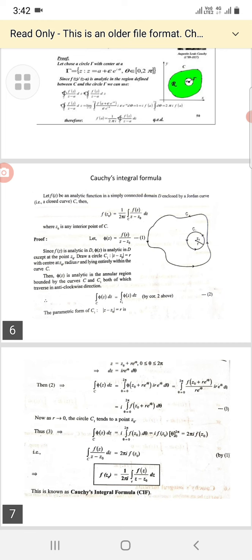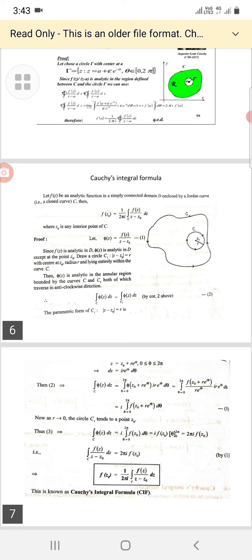Using the parameter on C1, because we know |z minus z0| is equal to r, we can write z equal to z0 plus r e to the power of i theta, where theta lies between 0 and 2 pi. Because it is a circle, the angle goes from 0 up to 360 degrees. Therefore, dz, the differentiation of the above term, is equal to i r e to the power of i theta d theta.